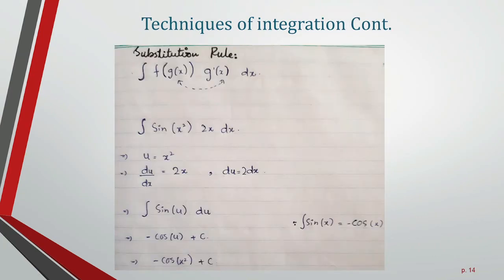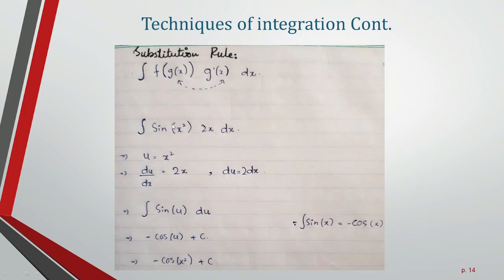Now the substitution rule. Substitution can be used when the derivative of a function is present outside, as it is here. Let's check with an example: sin x squared times 2x dx. Is it satisfying the condition? The derivative of x squared is 2x, which is present here. So the substitution method can be implemented.